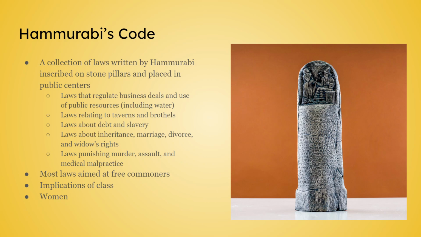Others, including 138, which is, if a man intends to divorce his first-ranking wife who did not bear him children, he shall give her silver as much as her bride wealth, and restore to her the dowry that she brought from her father's house, and he shall divorce her. If there is no bride wealth, he shall give her 60 shekels of silver as a divorce settlement. If he is a commoner, he shall give her 20 shekels of silver.